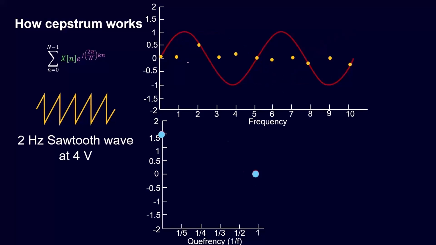Now, if I do something like this, I'll see that some of the points fit. Not all of them, because this isn't a perfect 2 hertz sine wave, correct? This just happens to be spaced 2 hertz apart.